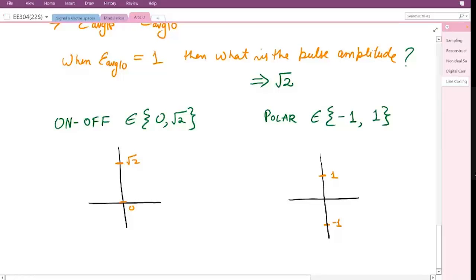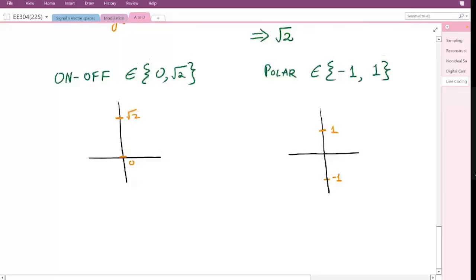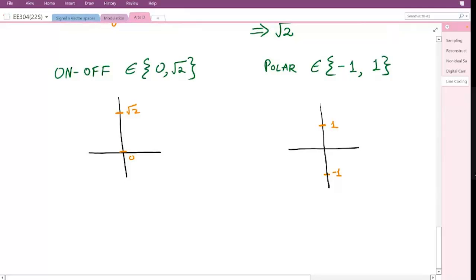So what do we see here? For the same energy, what is the difference between the two levels? What is the difference between the two levels in the on-off case? What is this value?